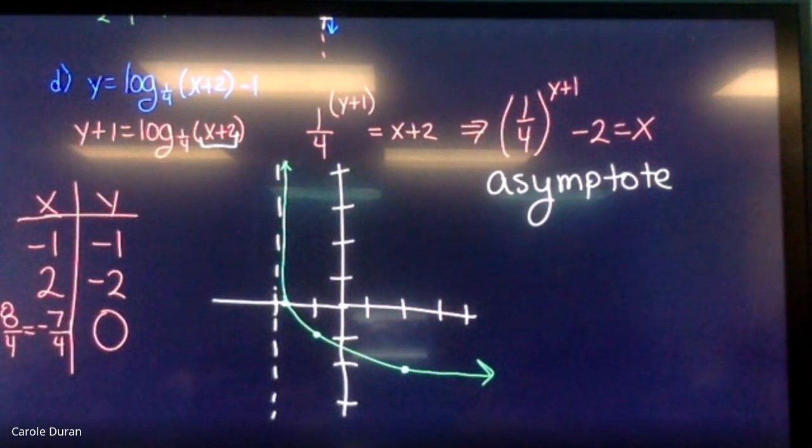What would be the domain for this function? -2 to infinity with curly brackets because it has an asymptote at -2. What would be my range? -infinity to positive infinity. We always list the smaller number first.